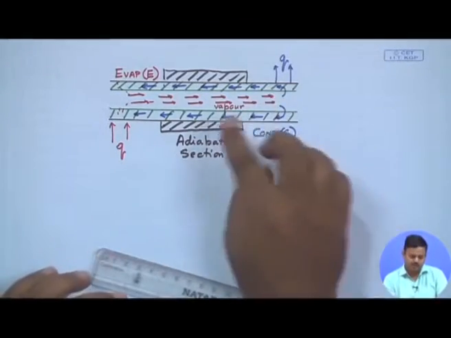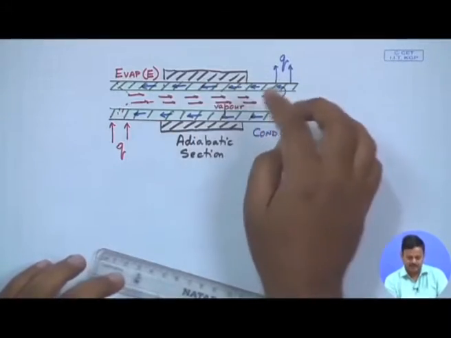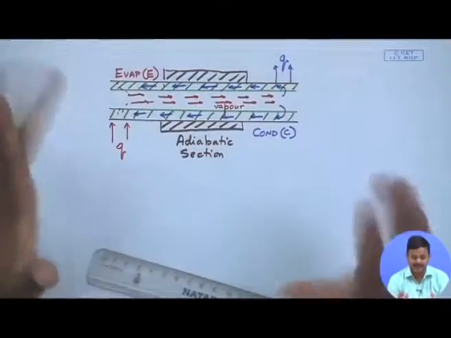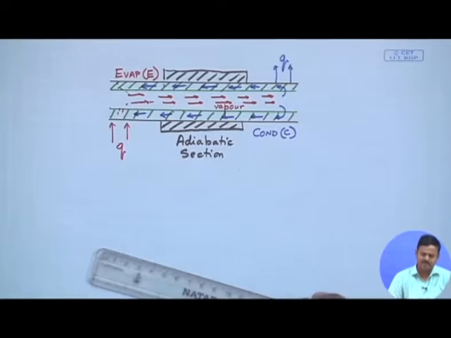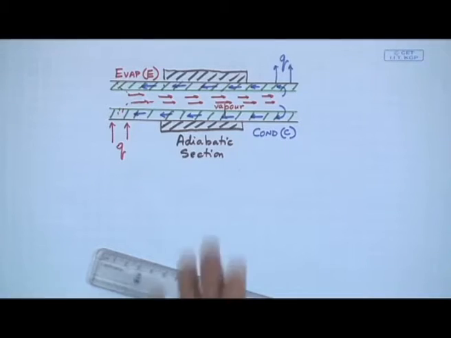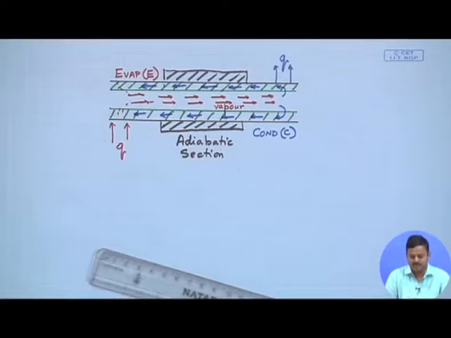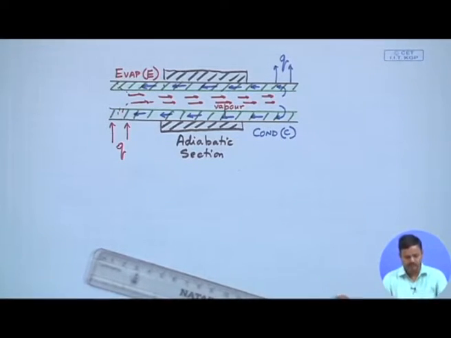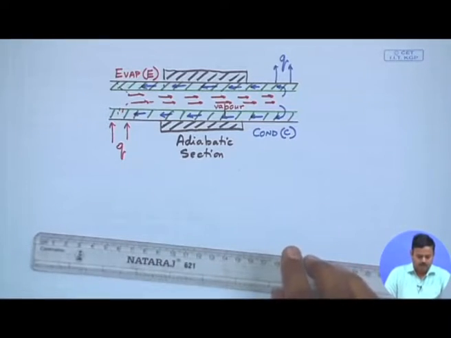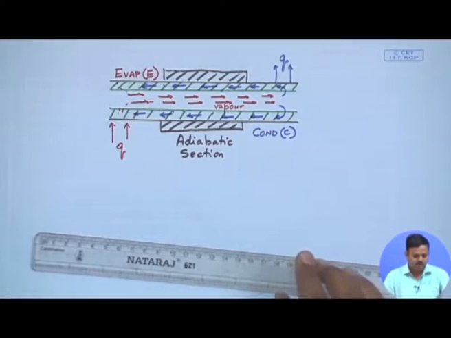It may or may not be insulated. The way I have drawn it is insulated, just to show that it is an adiabatic section, but many times even if you do not insulate it, which is actually true in many applications, we normally do not have too much heat loss from one end to the other. It is just because the vapor flows at a very high speed.